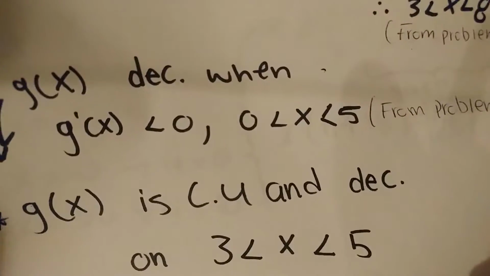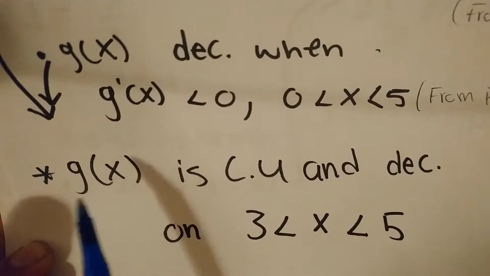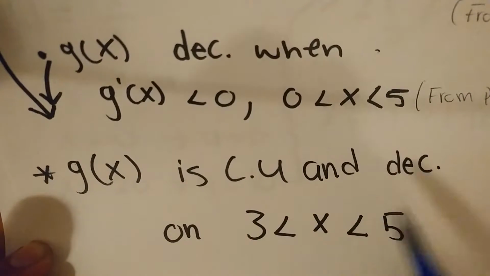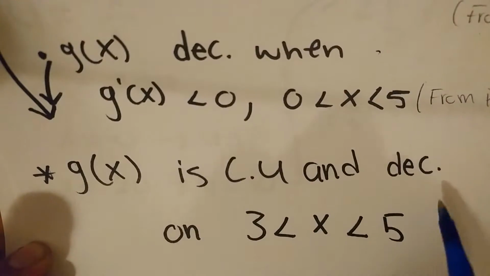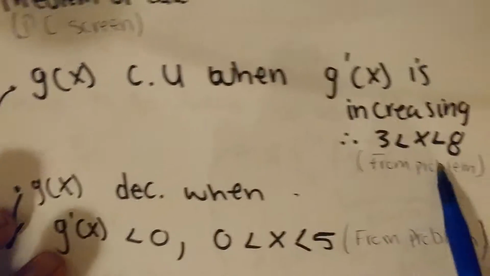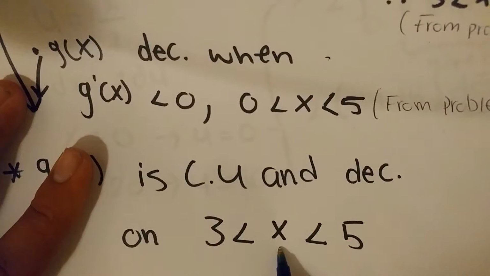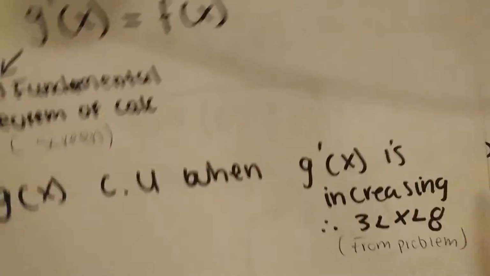And then at the end, you just need to combine those last two statements. So g of x is concave up and decreasing on an interval from 3 to 5. And it's just combining this interval with this interval. And that is our final answer for part C. Moving on to part D.